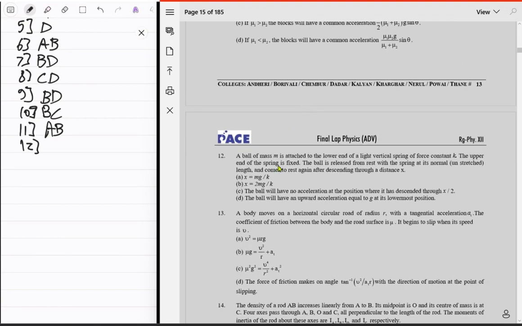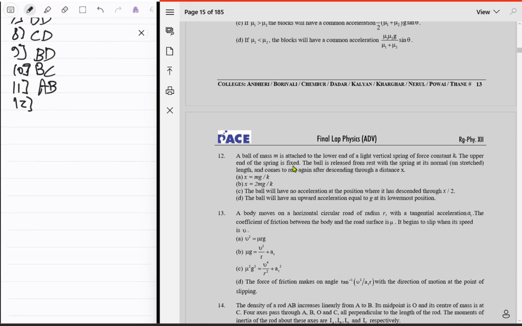Next, a ball of mass m is attached to the lower end of a light vertical spring of force constant k. The upper end is fixed. The ball is released from rest with the spring at its normal unstretched length and comes to rest again after descending through a distance x. How much is x? Okay, that's pretty easy. mgx is just equal to half kx squared. Is that really a challenge? No. x is just equal to 2mg upon k. That was not that bad. So B is the answer. We know that that's one of the extreme positions, so actually mg upon k is the equilibrium position.